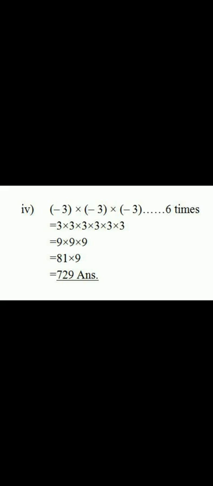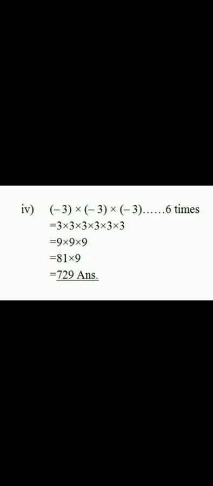So there is no need to write the minus sign. We just multiply 3 into 3 into 3 into 3 into 3 up to 6 times, and we will get the answer. Like when we multiply 3 into 3, we get 9, 3 3s are 9, and again 3 3s are 9, and then 9 9s are 81, and 81 9s are 729, which will be our final answer, which will be positive, because of an even number of negative integers.